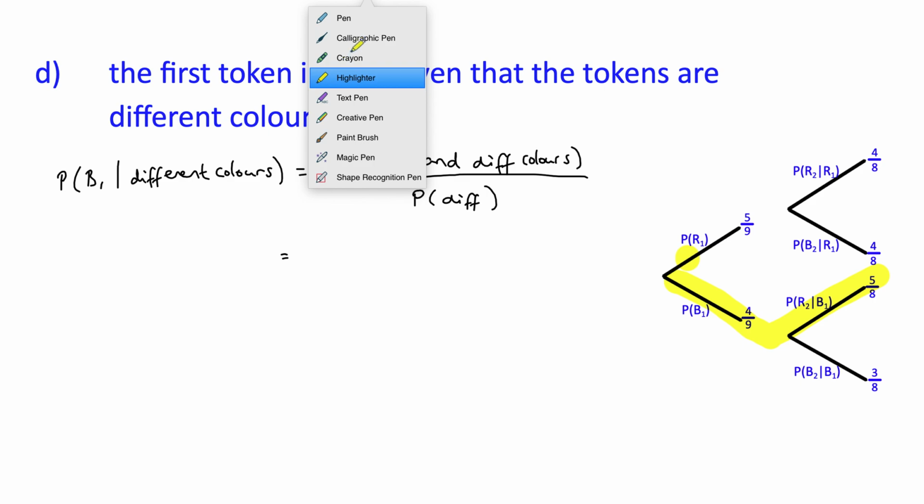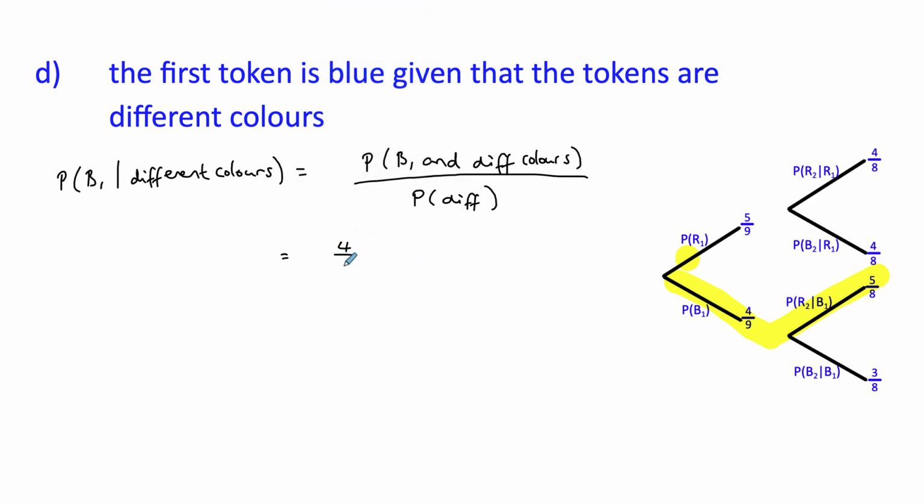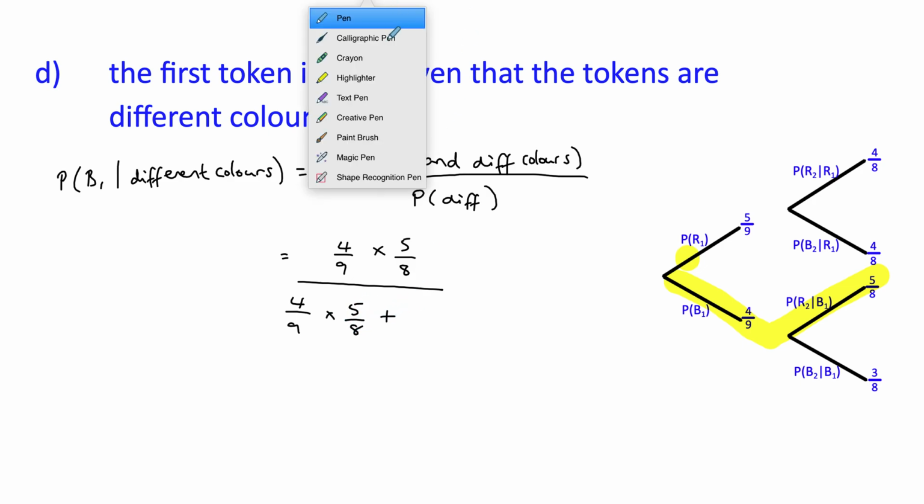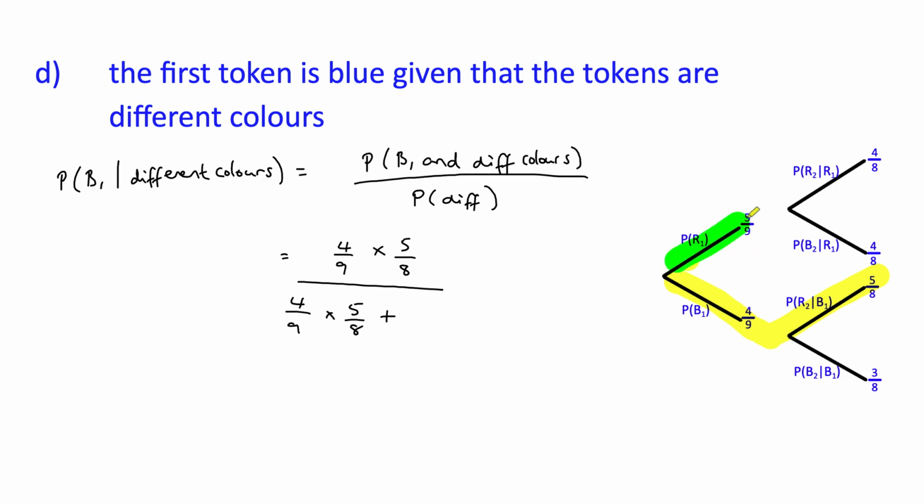That's going to be the numerator, divided by any way that they can be different colours. So we can have different colours by having blue 1 and red 2, or we can also get different colours by having red 1 and blue 2. So that's 5/9 times 4/8, which is going to be 20 out of 72 divided by 40 out of 72, which is a half.